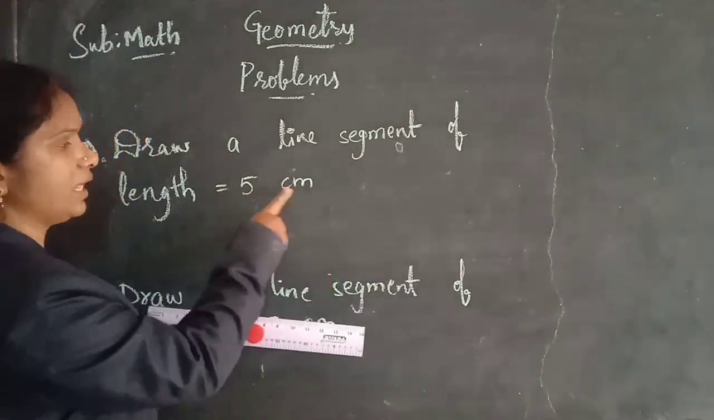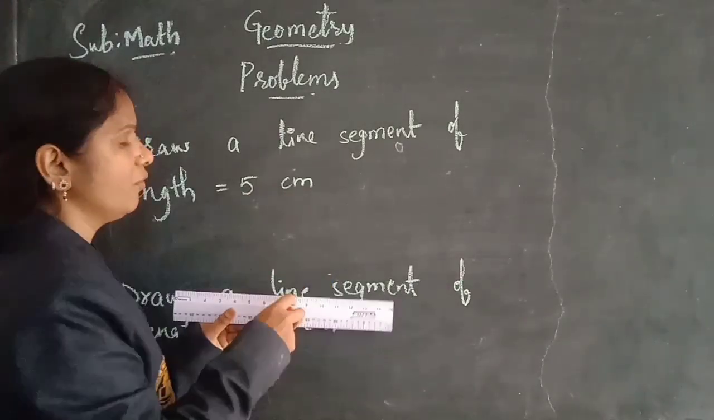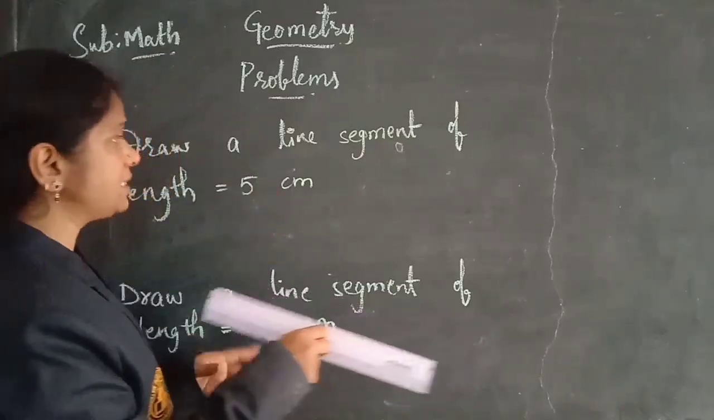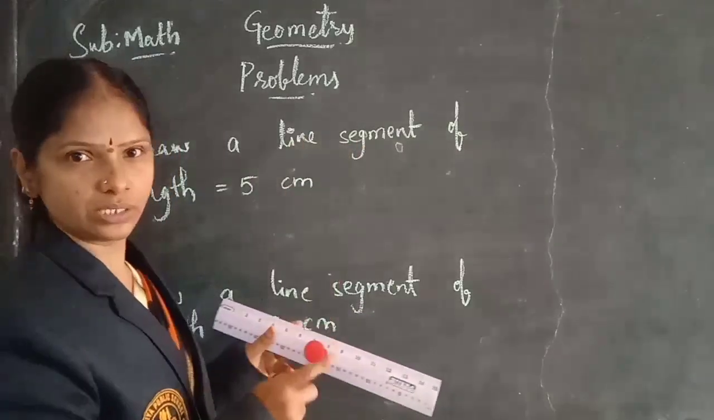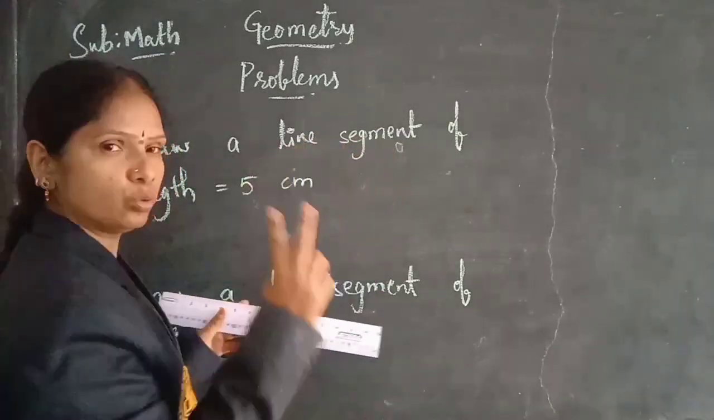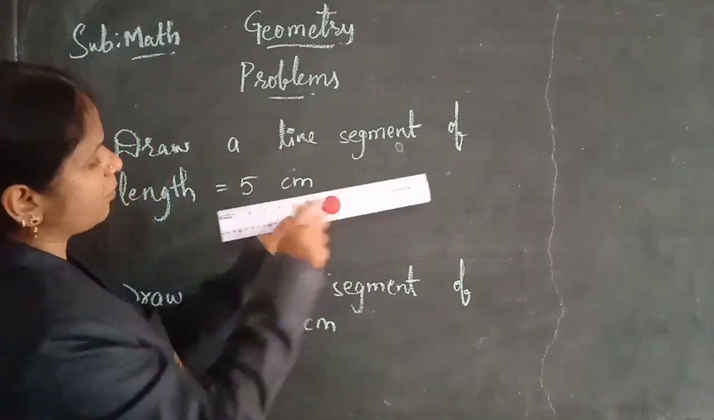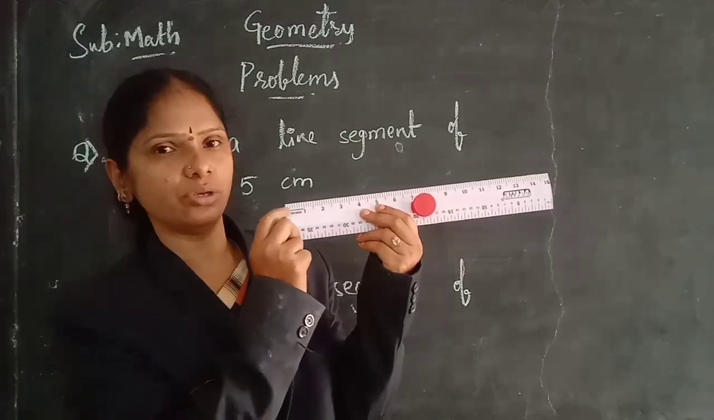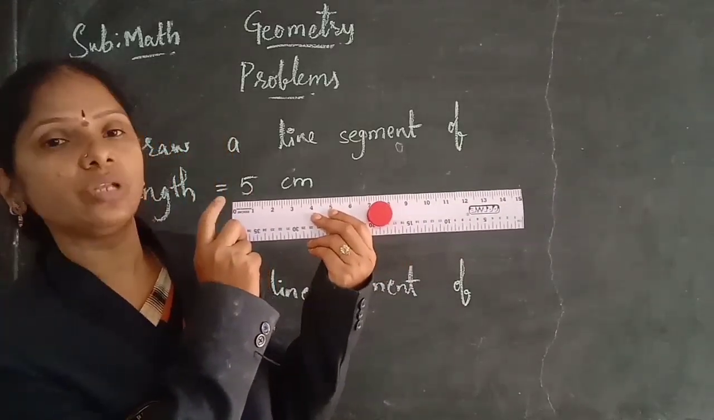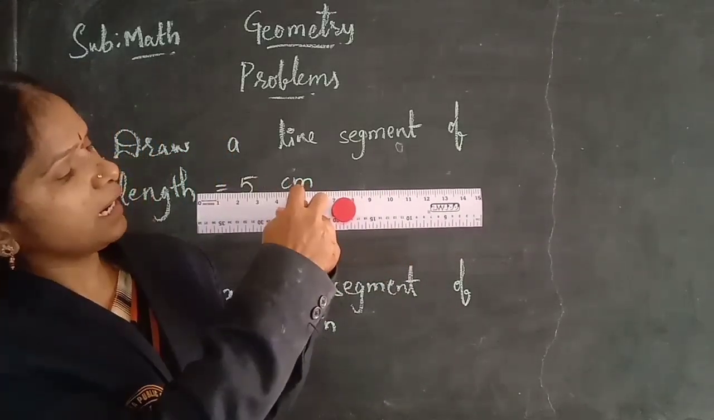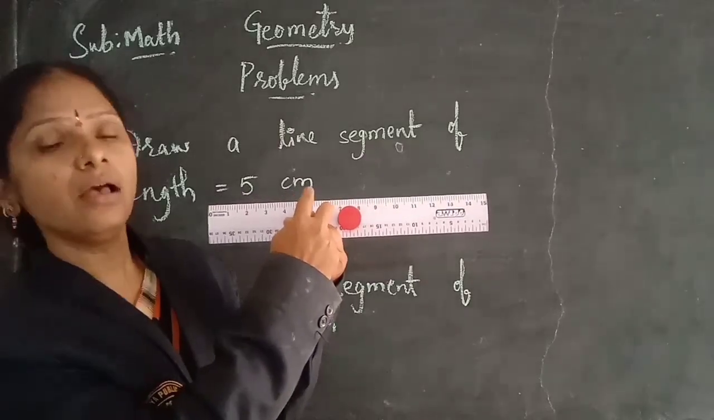So here the given length is 5 centimeters, children. A line segment is nothing but 2 endpoints. It should have 2 endpoints. So see, for the first endpoint, here you can see the 0. So the first endpoint you should keep on the 0 and the second endpoint you should mark at the 5.